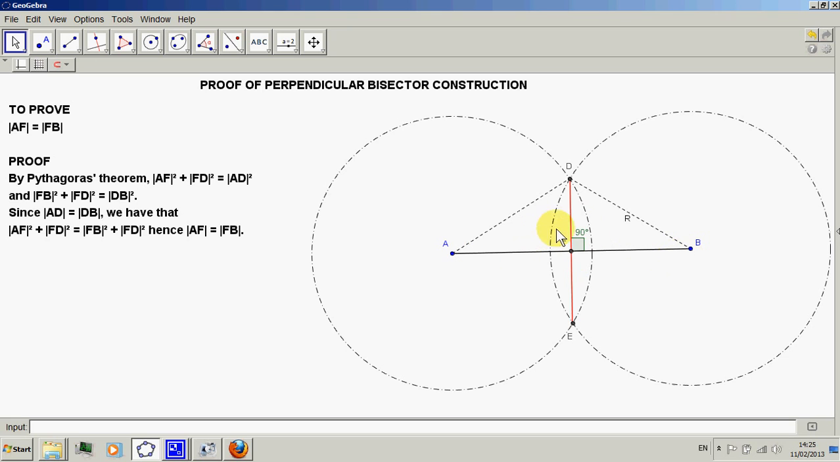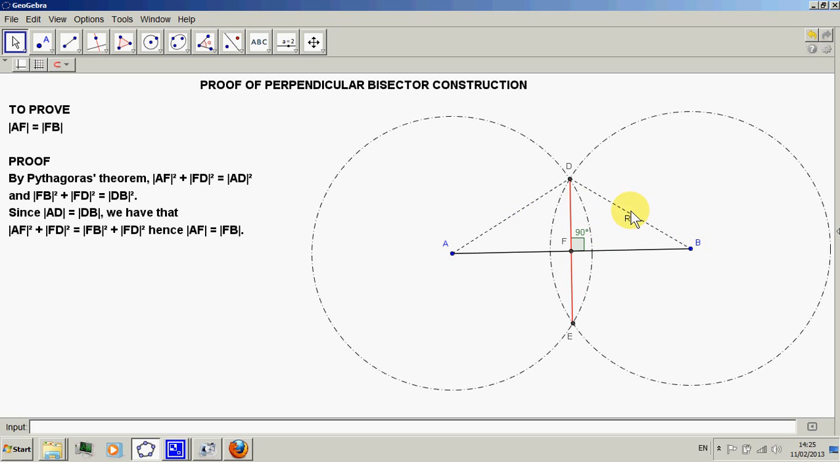We have two right angle triangles formed here. So I'm using Pythagoras' theorem. We will prove this in another video. But for now, all you need to remember is that if we get the sum of the squares of the two short sides of a right angle triangle, that will equal the square of the longest side. So in this right angle triangle here, AF squared plus FD squared will equal AD squared. Similarly, for this other right angle triangle, we have that FB squared plus FD squared equals DB squared.